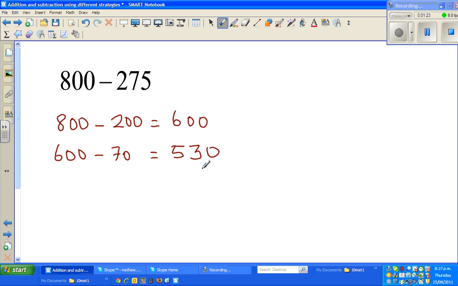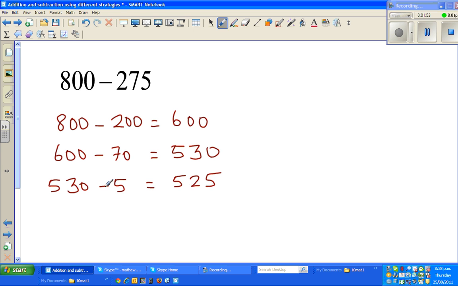530. You can check your answer like this, go backwards. 530 plus 70 gives you 600. 600 plus 200 is 800. There are different ways of checking your answer at each stage. So you have taken away 200, you have taken away 70, and from this you have to take away 5. So 530 minus 5. You can think like this. The answer is 525. So how can you check your answer?